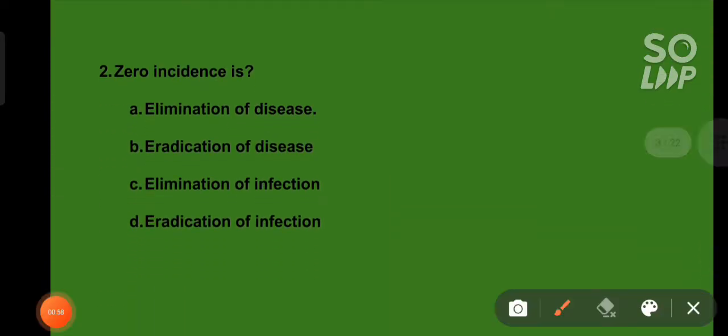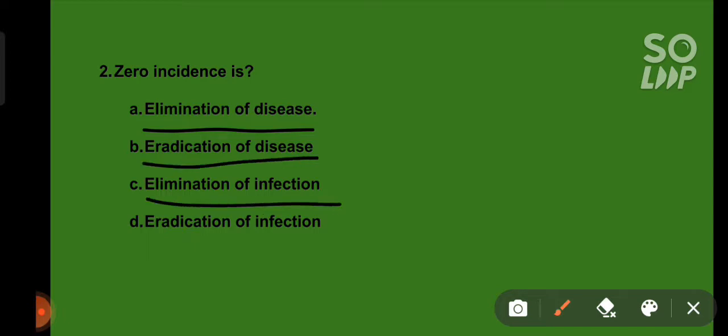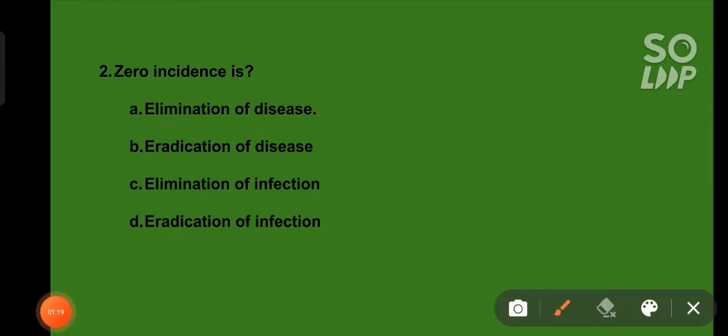The next question is: zero incidence is. So what is the meaning of zero incidence? The options are option A elimination of disease, option B eradication of disease, option C elimination of infection, option D eradication of infection. The right answer is elimination of disease. Elimination of disease means there are no new cases of a particular disease. That is called zero incidence.